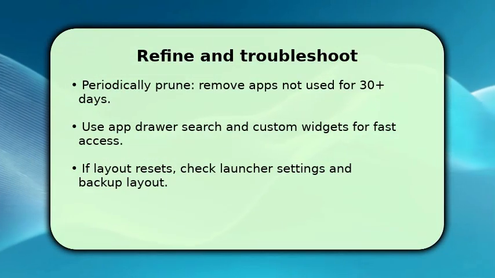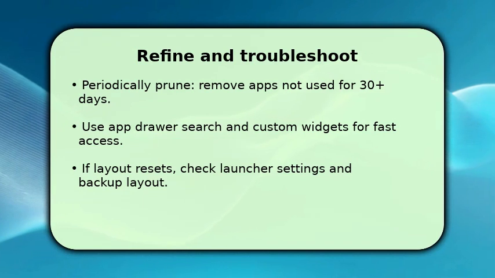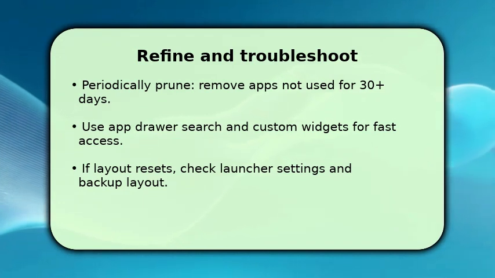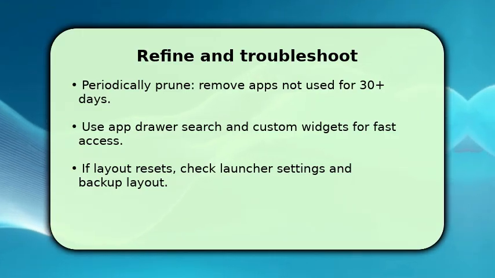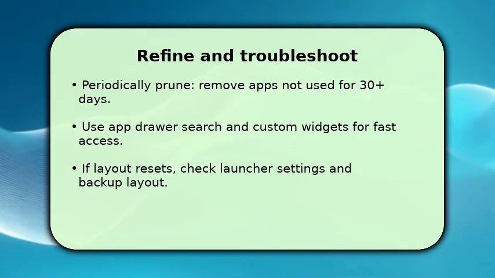You finish by refining. Audit apps every 2-4 weeks and uninstall or archive anything unused for 30 days because maintenance prevents chaos. Once refined, add a search-enabled app drawer or a small widget for multi-app shortcuts to cut taps further.